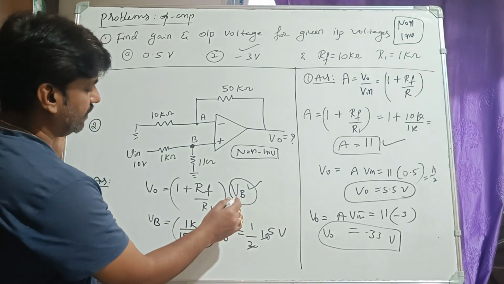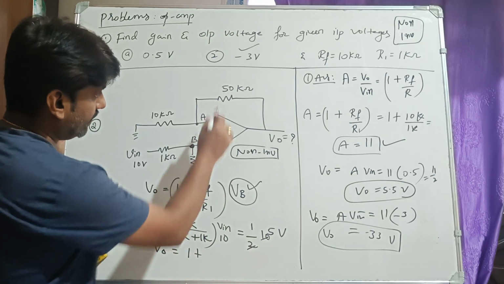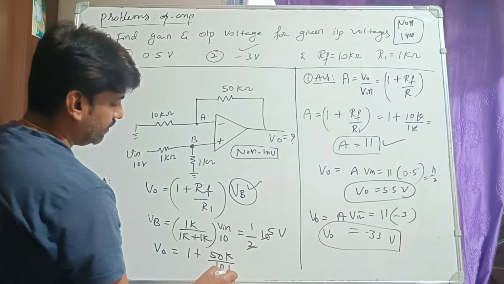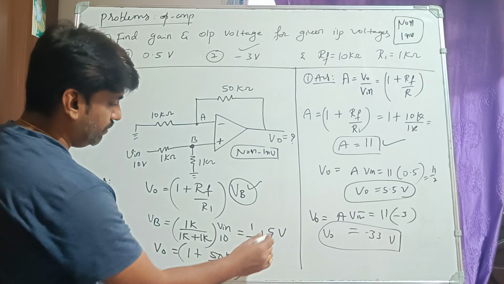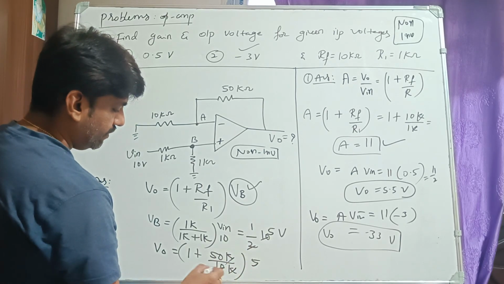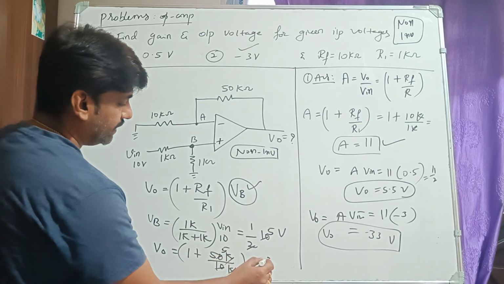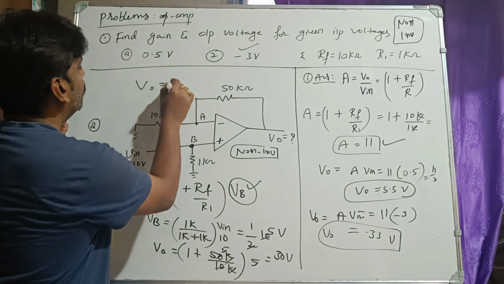Now just substitute 5 volts here, so that Vout is equal to 1 plus RF by R1, the entire thing multiplied by VB. RF is given as 50k, R1 is given as 10k, and VB is 5. So it is 1 plus 5, which is 6. 6 fives are 30. So you will get 30 volts. What is the output voltage you got? 30 volts.